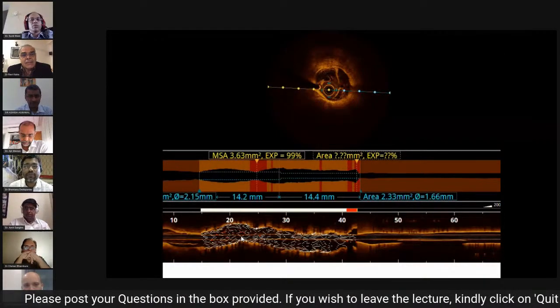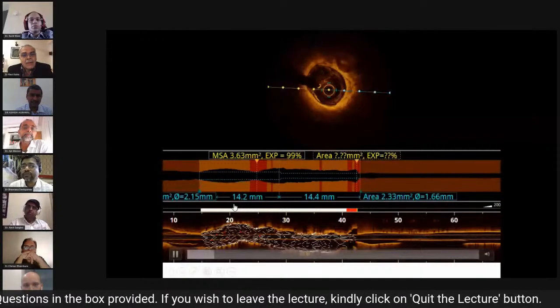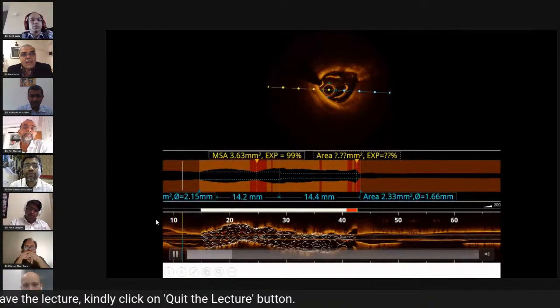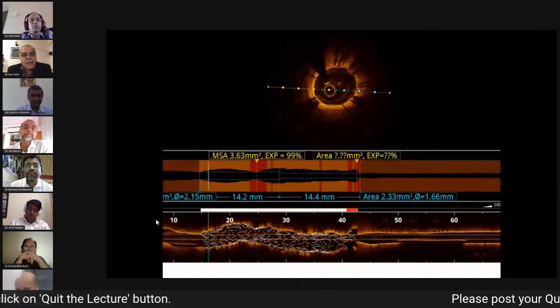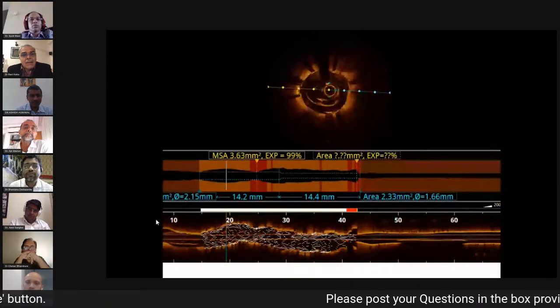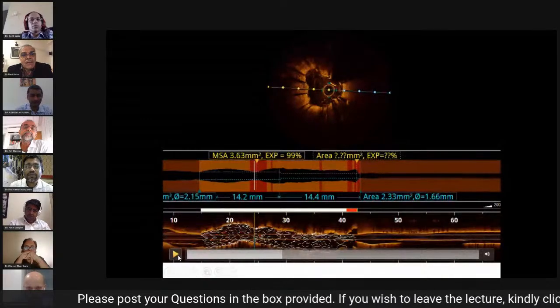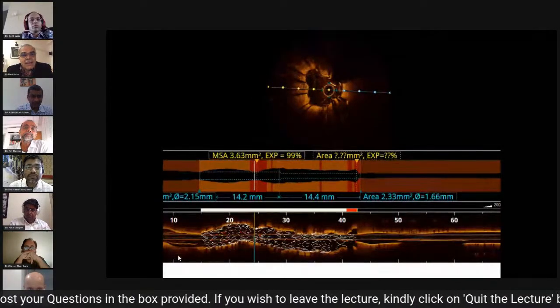There, the OCT picture was showing an adequately expanded stent. Even after so many dilatations at the site of that calcium spur, the stent area was around 3.64 to 3.7 millimeter square. Apart from that, the rest was fine.